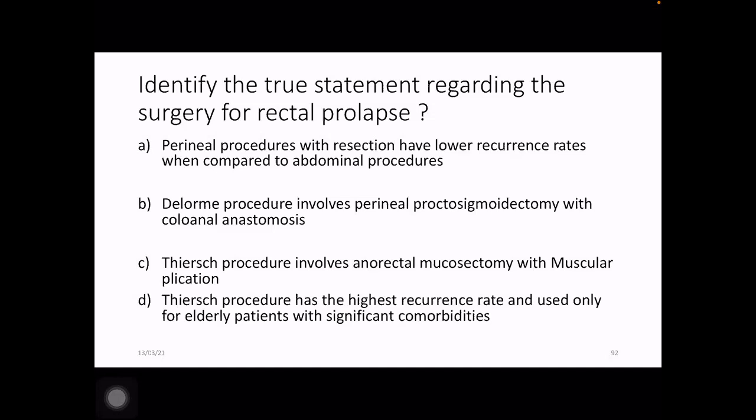This is just to play with whether you know the name of the procedure and what it actually is. False. Yeah, perineal proctosigmoidectomy is basically Altemeier. Delorme is basically a muscular plication. I'll show you a picture. Thiersch procedure involves anorectal mucosectomy with muscular plication. False. Thiersch is basically a bedside procedure where you just put two incisions and encircle the rectum, basically forming a support.